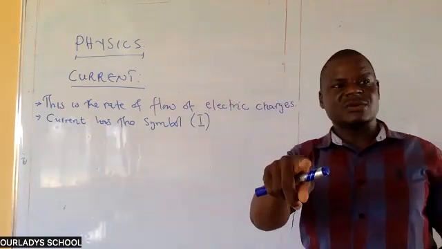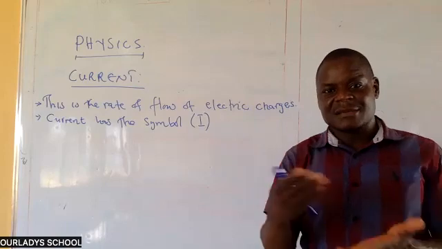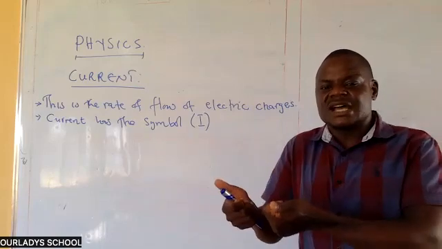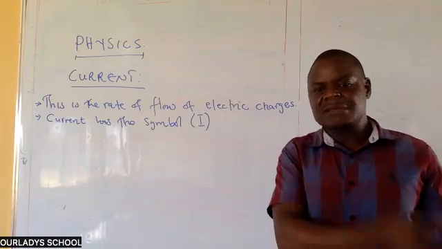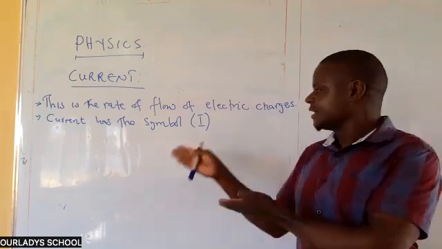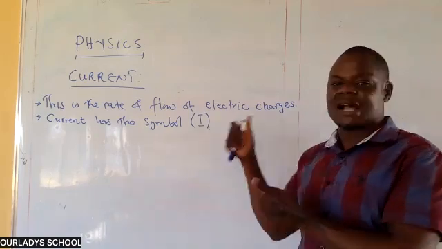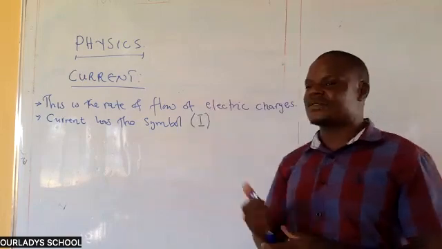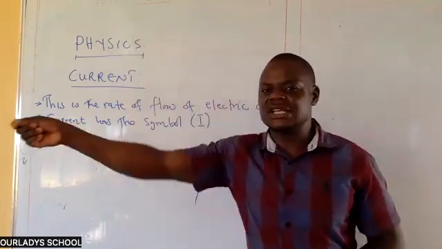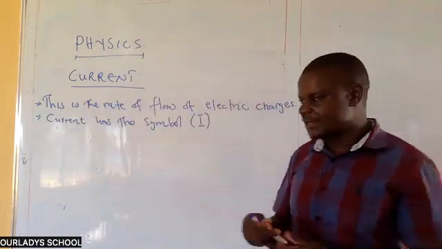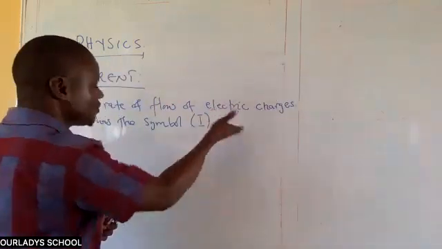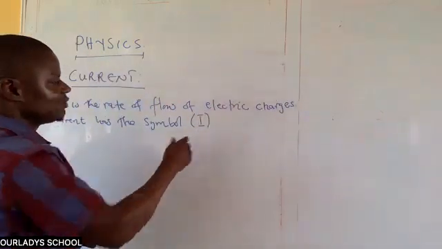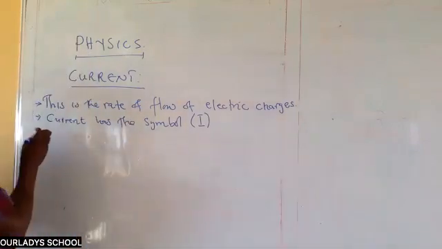Remember the rules that we have for elements. Some of the elements have symbols that don't even appear in the entire word. So that is the same case with current. So your duty is to go find out what is the origin of this letter I for current. Whenever you are told to calculate, the symbol that we use for current is I.